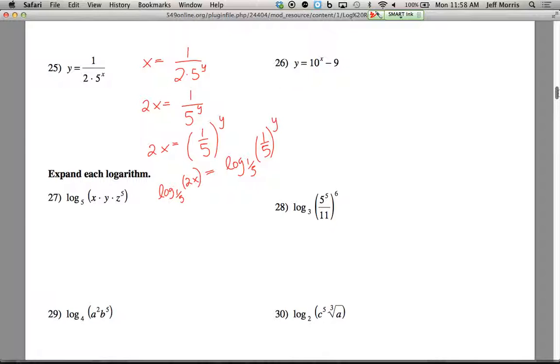Okay, what happens to log base 1/5 of 1/5? 1 cancels. What happens to y? Pull the monkey out of the tree. So we're going to have y is equal to log base 1/5 of 2x. I don't really ever see logs with bases that are fractions, so I wouldn't worry about it too much. It's the same thing. Then you can change it to f inverse.